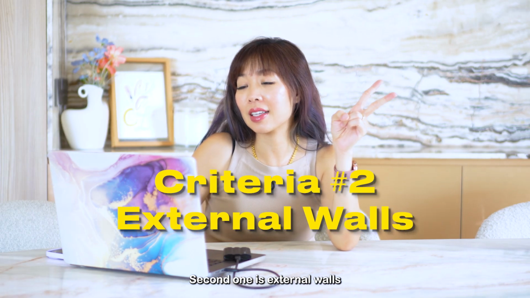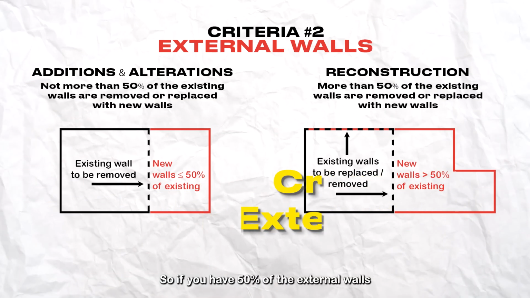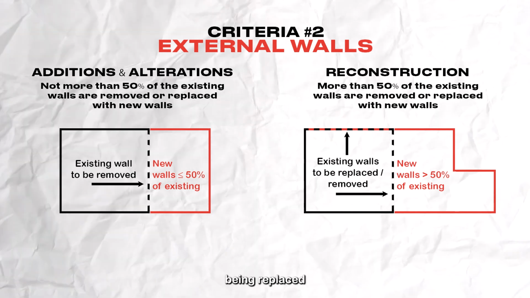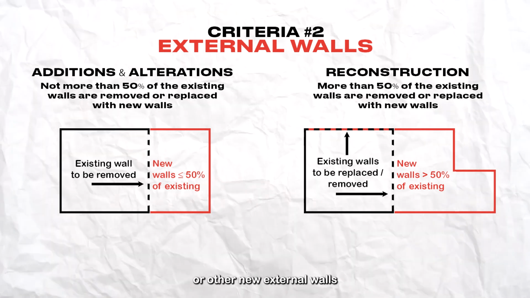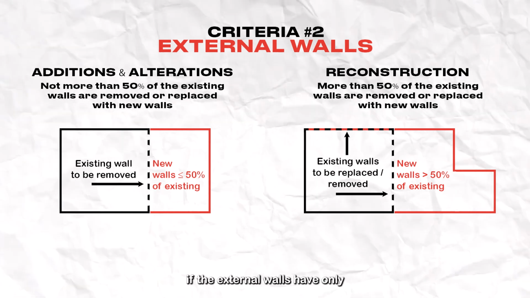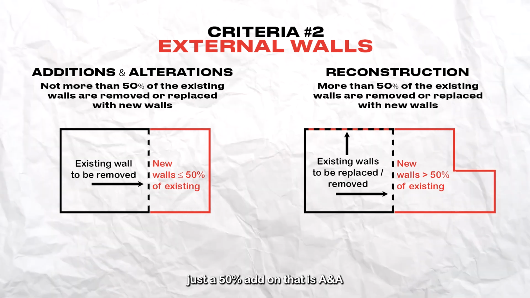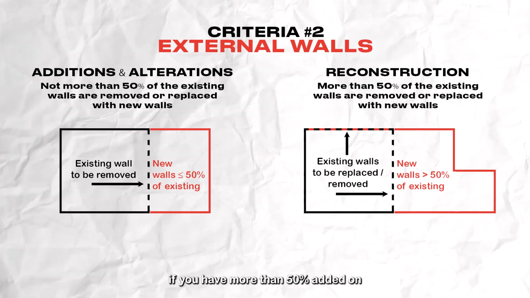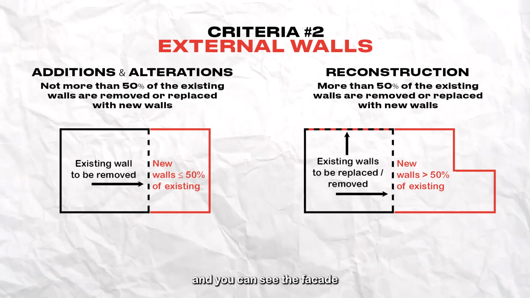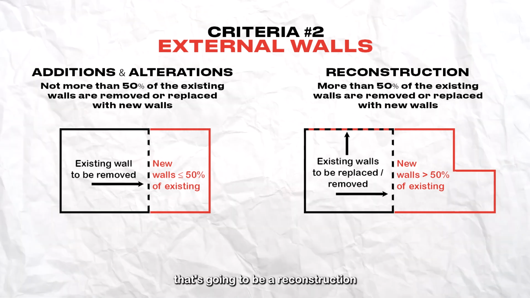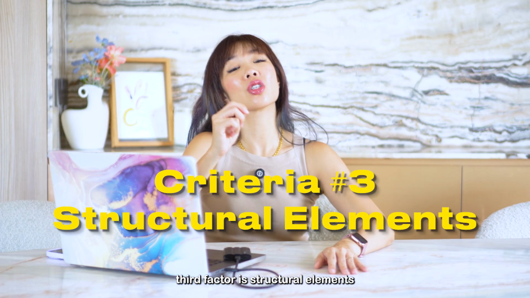Second one is external walls. If you have 50% of the external walls being replaced, or rather new external walls, this also has to do with the facade. If the external walls have only just a 50% add-on, that is A&A. If you have more than 50% added on, and you can see the facade, the external walls, that's going to be a reconstruction. Third factor is structural elements.